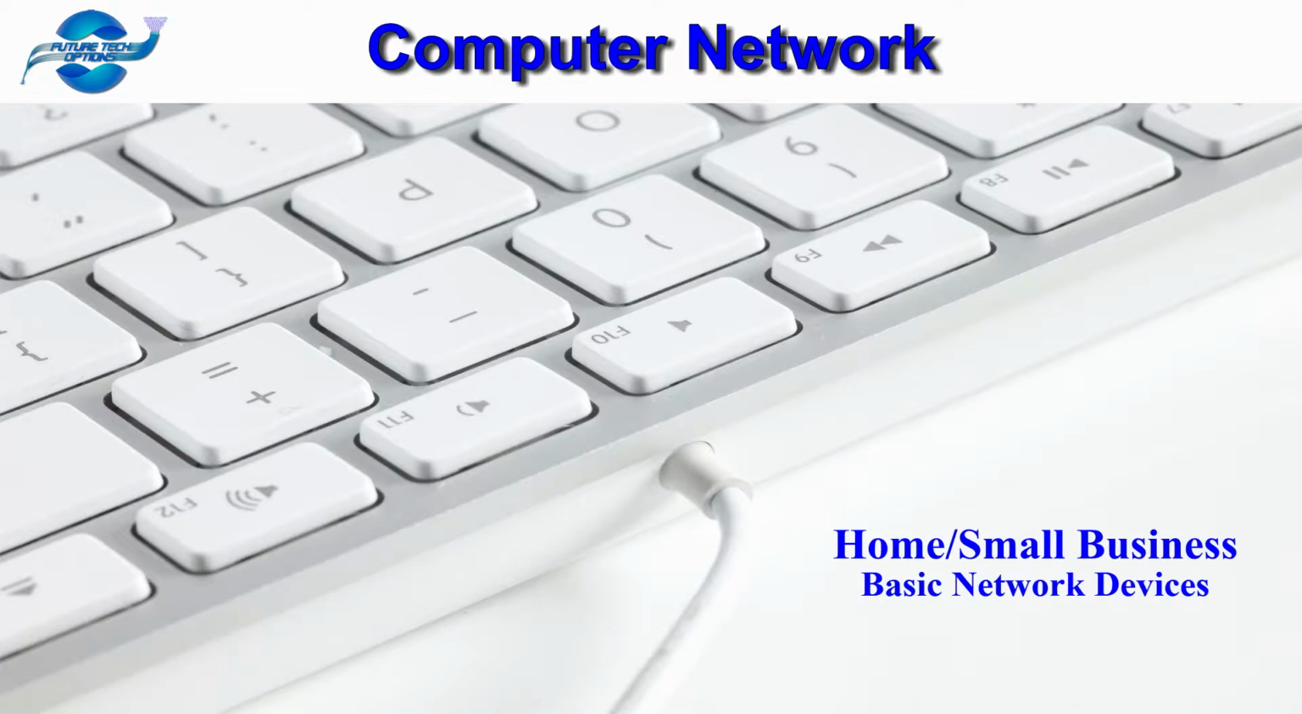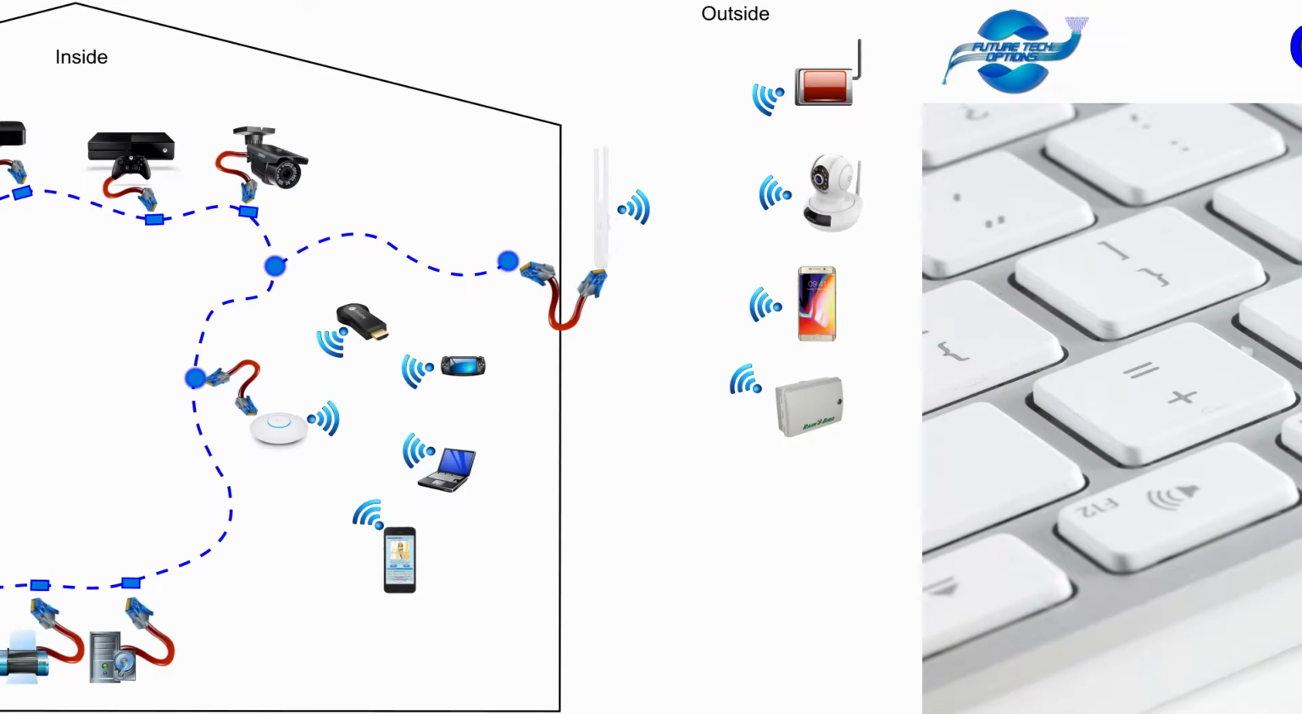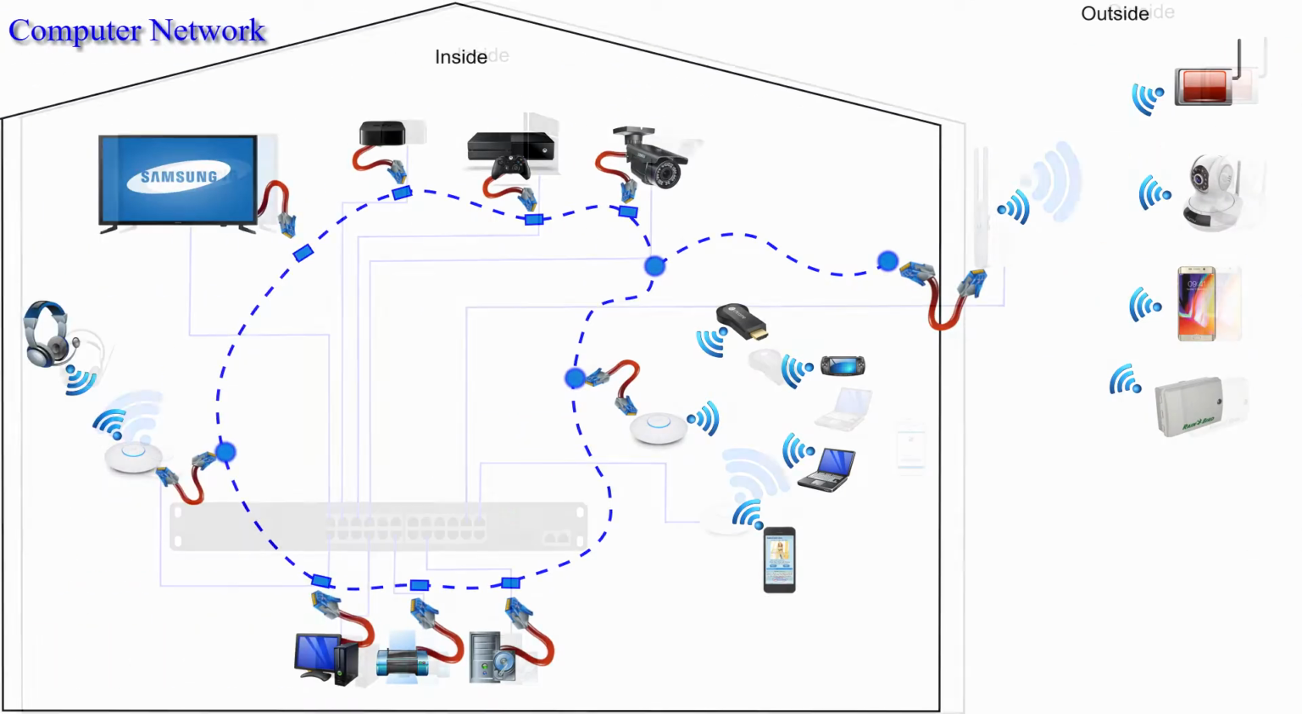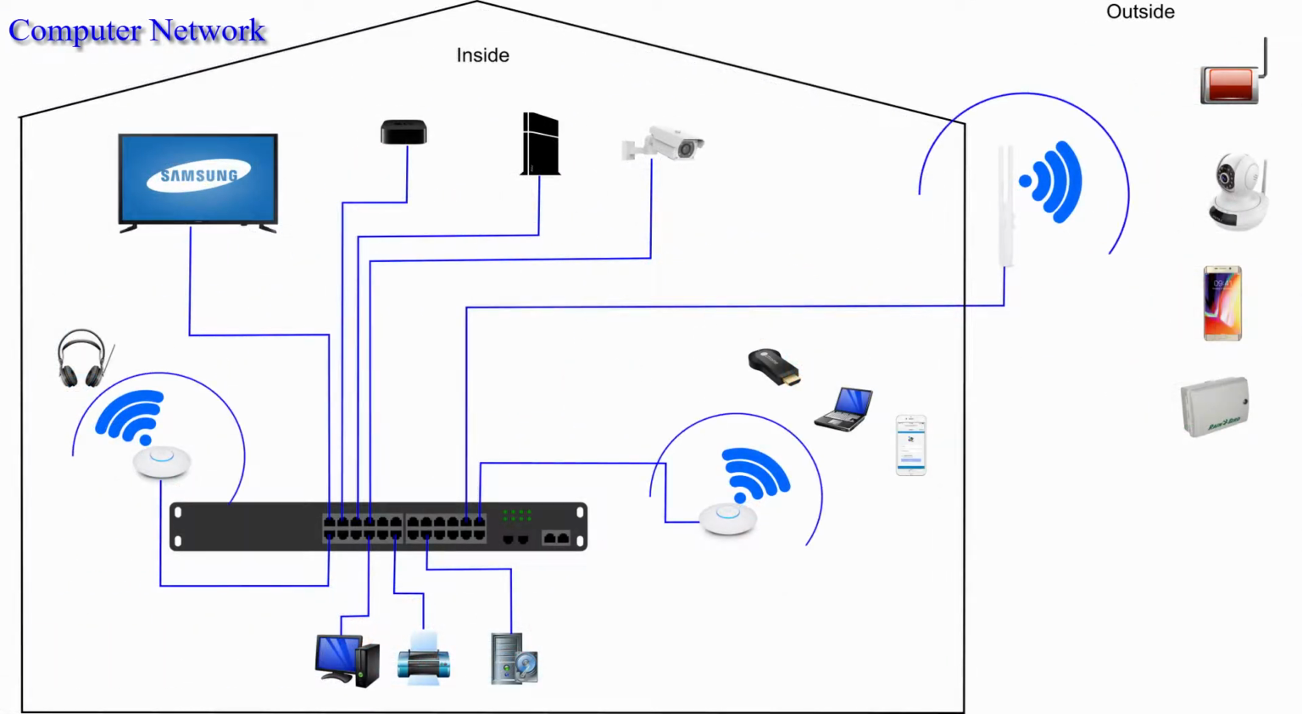My name is Wendell. In this tutorial, we'll review the typical devices found in a home or small business network. Let's get started. What is a computer network? A computer network is a group of computing devices sharing data over the air or through wires.